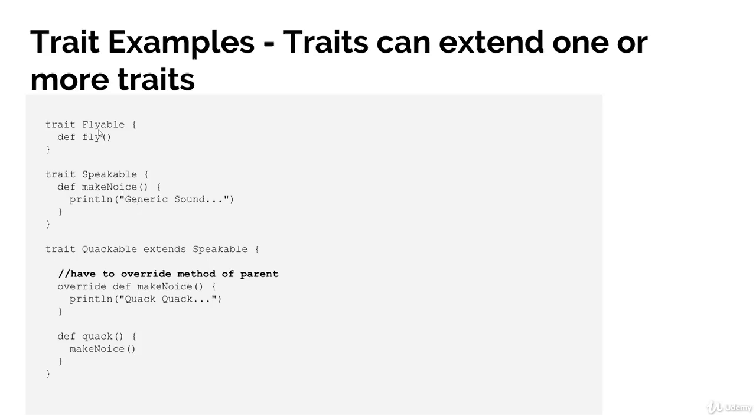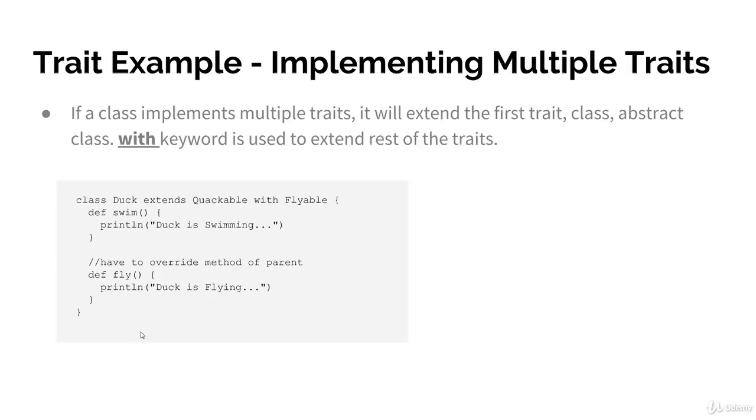So I have a Flyable, I have a Speakable, and I can define one more trait which extends Speakable. It will override the method which is there, and it will add a new method called makeNoise. So this is one example of traits which can extend one or more traits.